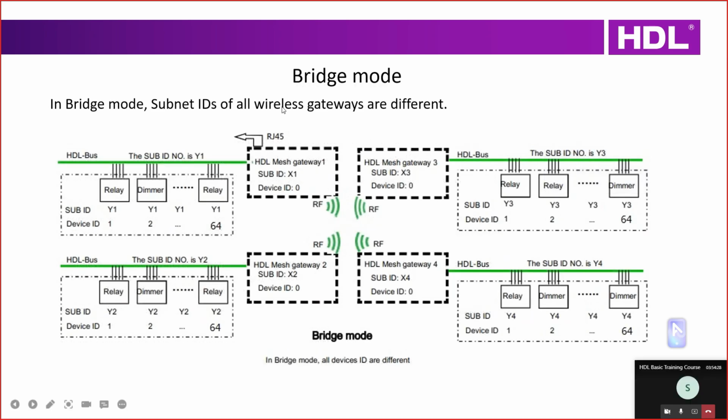So this is the bridge mode. But what is different from the mesh mode is that the subnet IDs in bridge mode of all wireless gateways must be different. Like you see, the subnet ID is totally different. So this is the difference between these two modes.